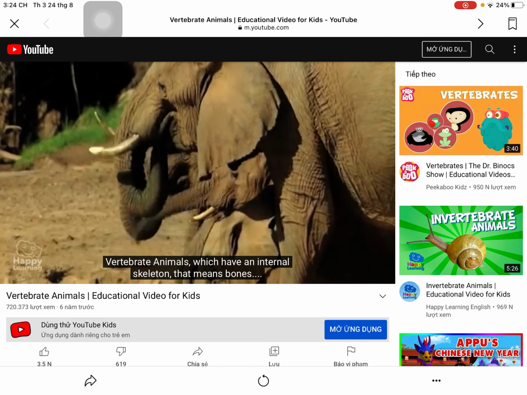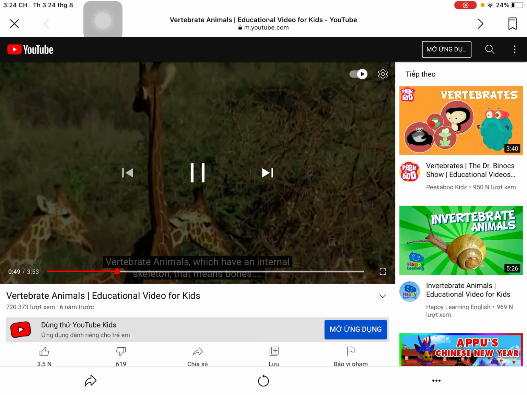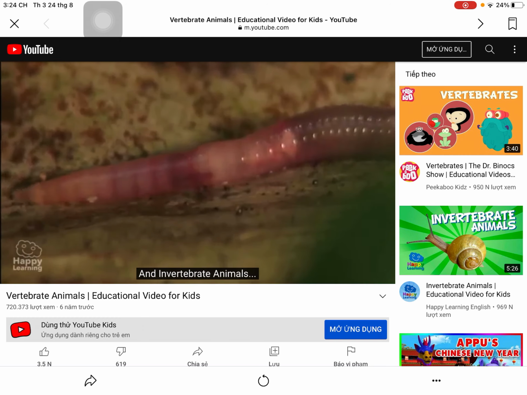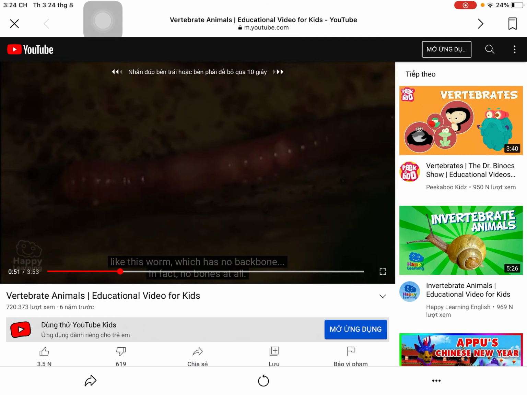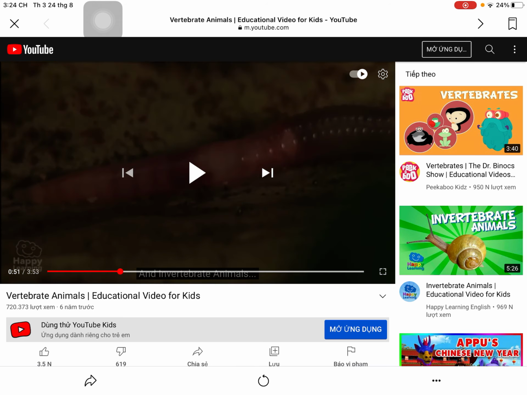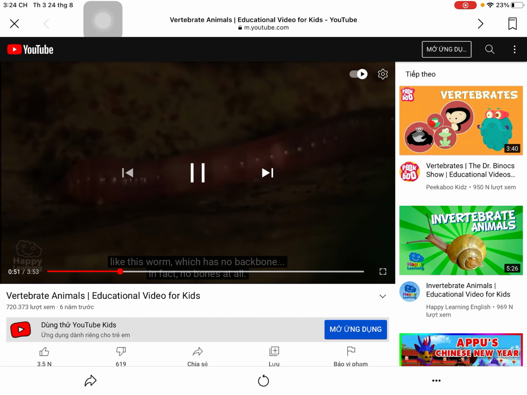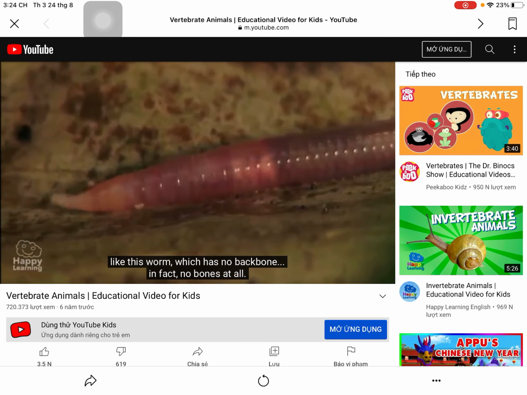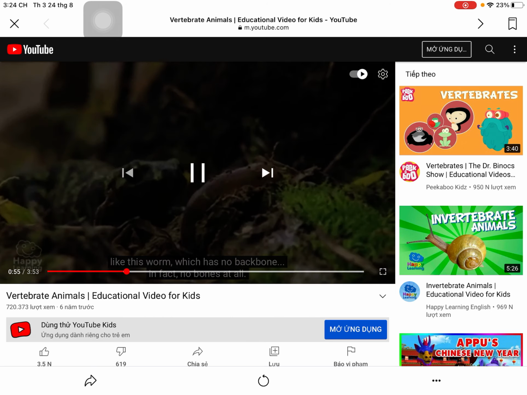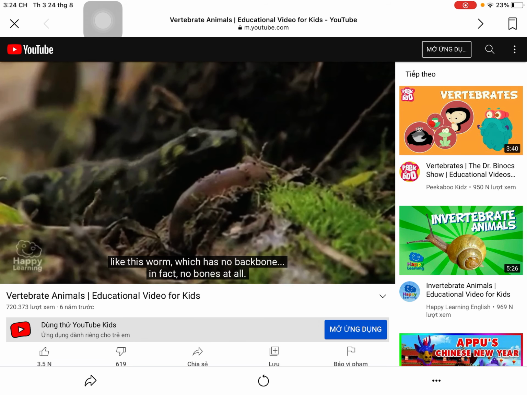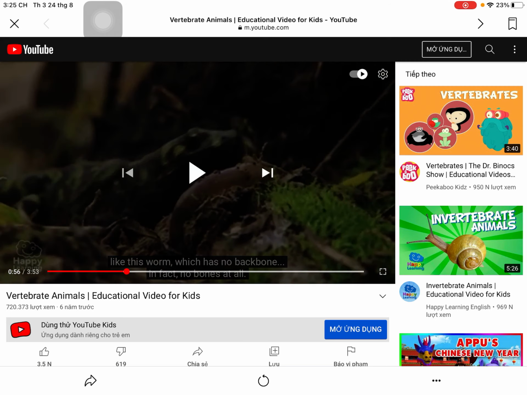and invertebrate animals, like this worm, which has no backbone, in fact, no bones at all.